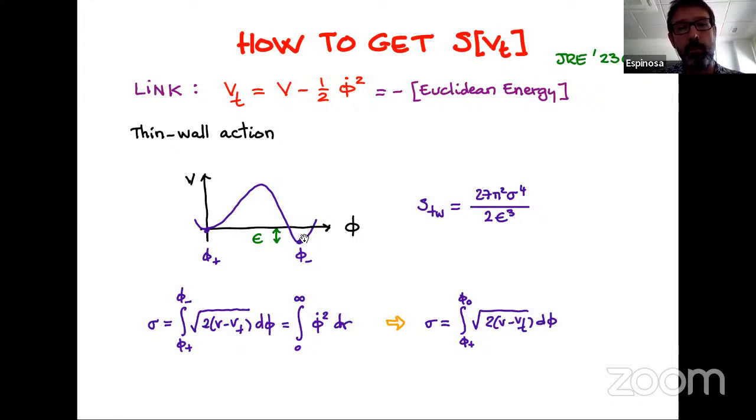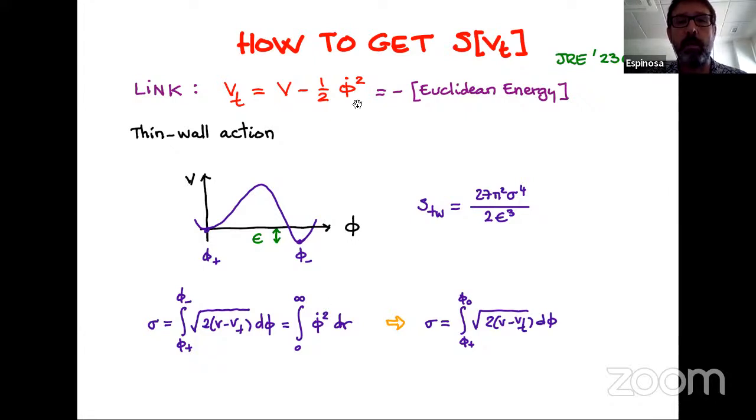It's just the square root of the potential between the two vacua. You can rewrite this in terms of the gradient term, and this makes clear that this is nothing else than the gradient energy that you have per unit area inside the wall. Okay.